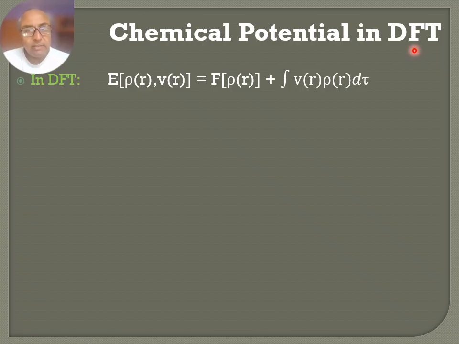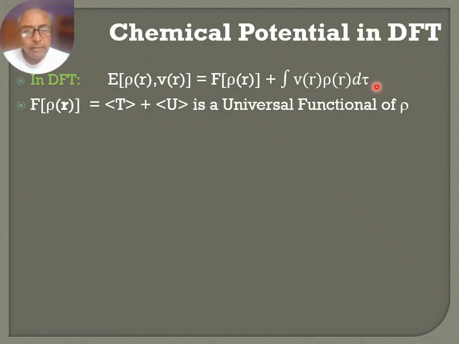In density functional theory, let us write the energy functional as a functional of rho of r and v of r, pretending that we can vary rho and v independently. Then E is equal to f of rho plus integral v of r rho of r d tau, where f of rho includes both the kinetic energy and the interelectronic repulsion, and is thus a universal functional of the electron density. That is, it has the same form for all molecules, atoms, ions, crystals, and so forth.